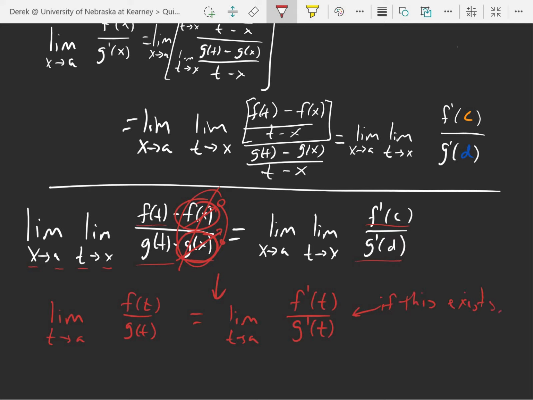Okay, that was pretty hand-wavy and technical, and it doesn't actually prove anything. We haven't gone through the gritty details, but that's the idea behind L'Hopital's rule. You do this algebra in the middle, and you use the mean value theorem and trap the mean value between the values that are going towards a.